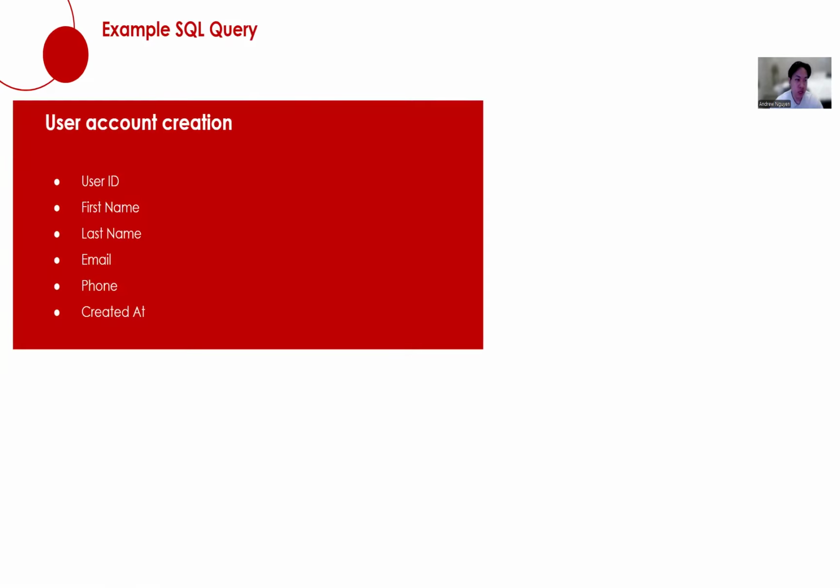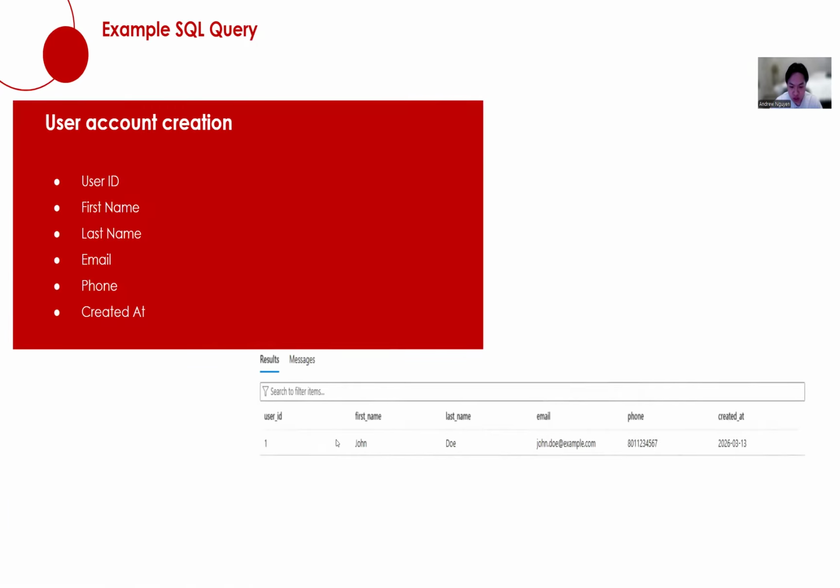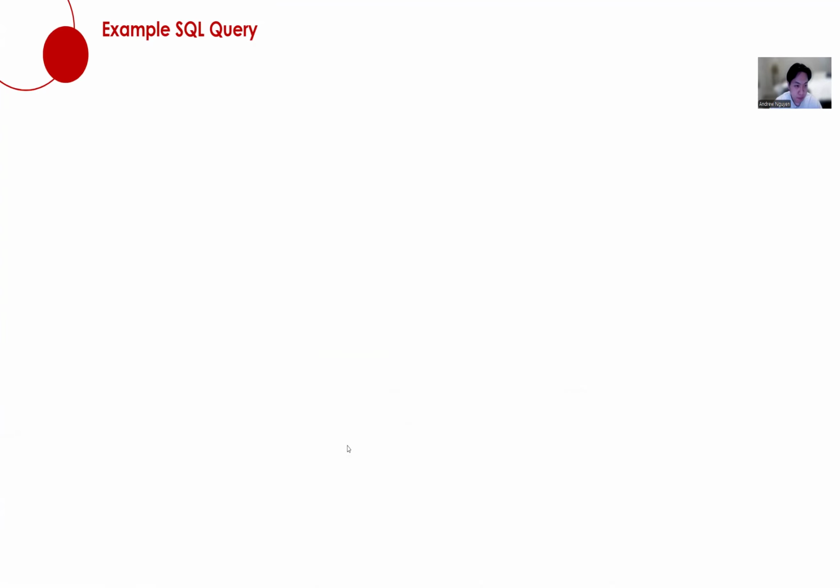So, example code. I have the user account creation. This is the information that the user must input, except for the user ID, as that's just a unique ID that the database will automatically input. This is an example output of what we would expect to see for a user if we were to pull a list of users.